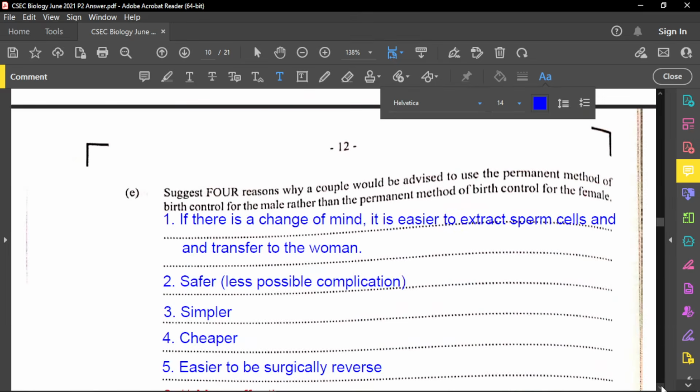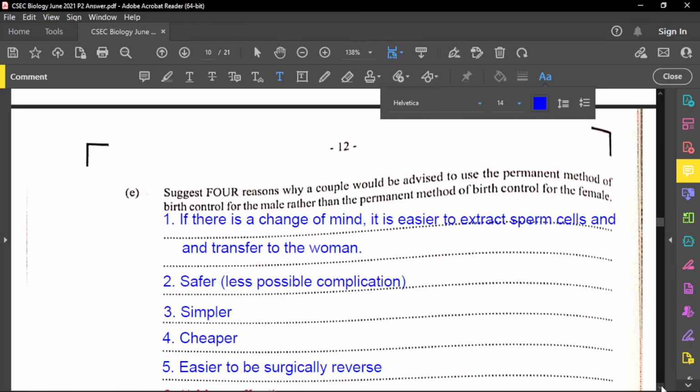Now for part E, it's to suggest 4 reasons why a couple would be advised to use the permanent method of birth control for the male rather than the permanent method of birth control for the female.